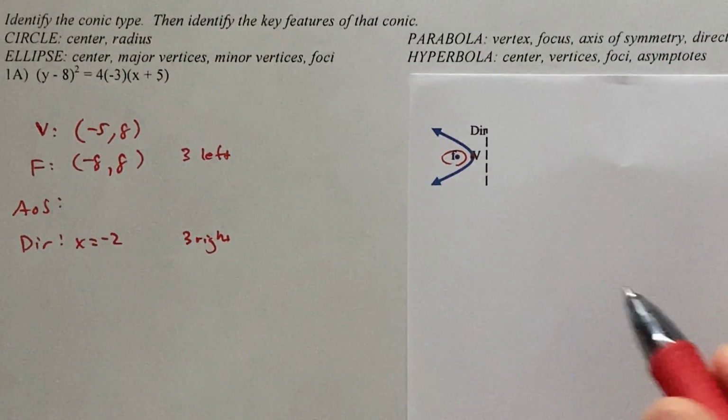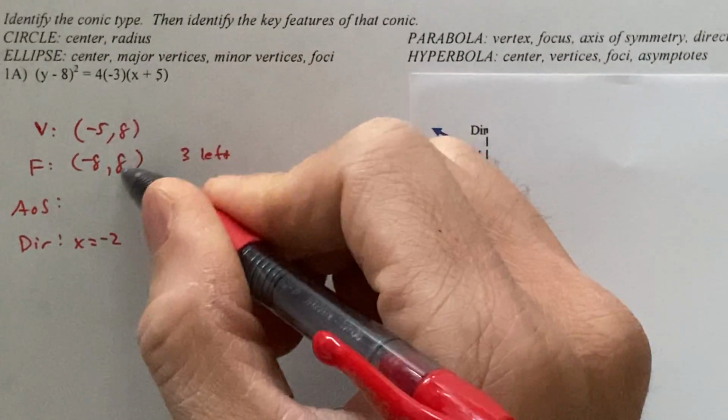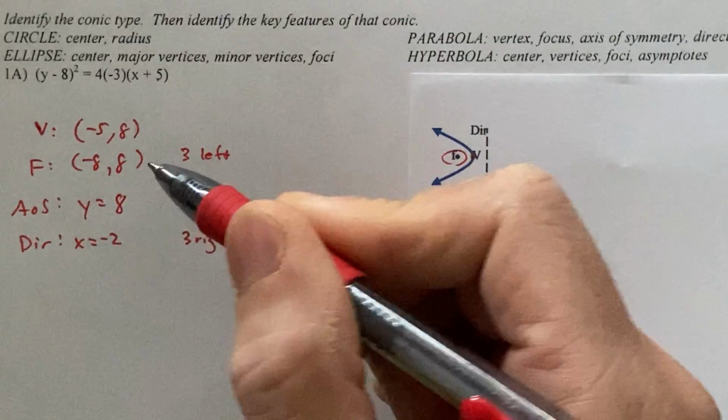Axis of symmetry is the easy one, provided that you get these correct. It's the letter and the number that did not change, so that's y equals the common value of 8.